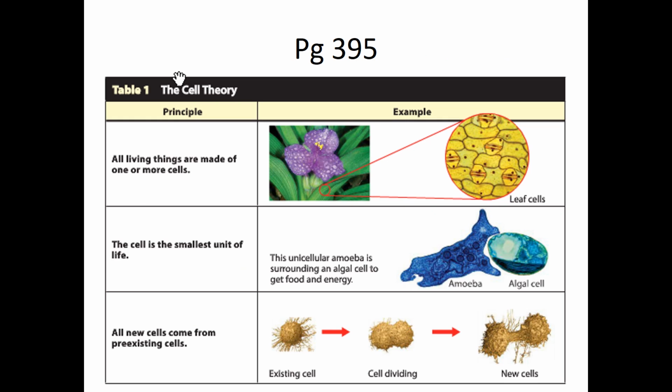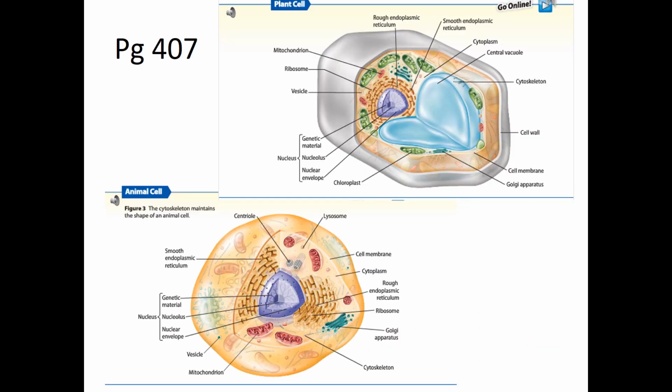So we're going to glue in page 375 as a review for cell theory, which I just talked about in this video. And then we're also going to glue in the next page, which is 407. So here's page 407, which has a plant and animal cell. Make sure that you only glue the edge of it so that you can still see both sides of the picture.